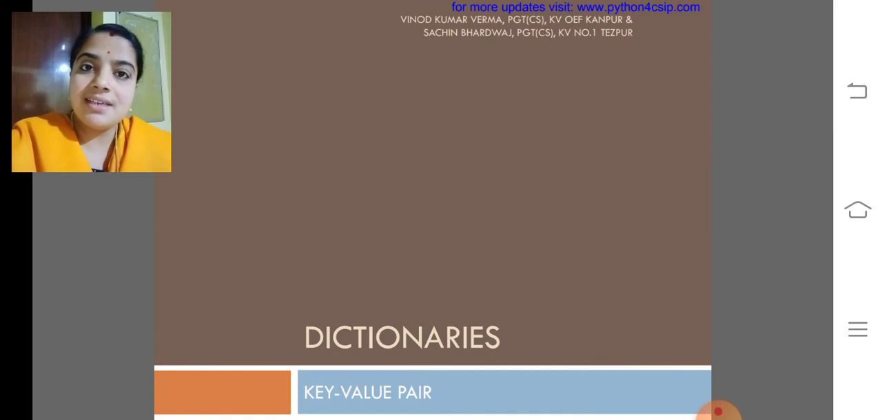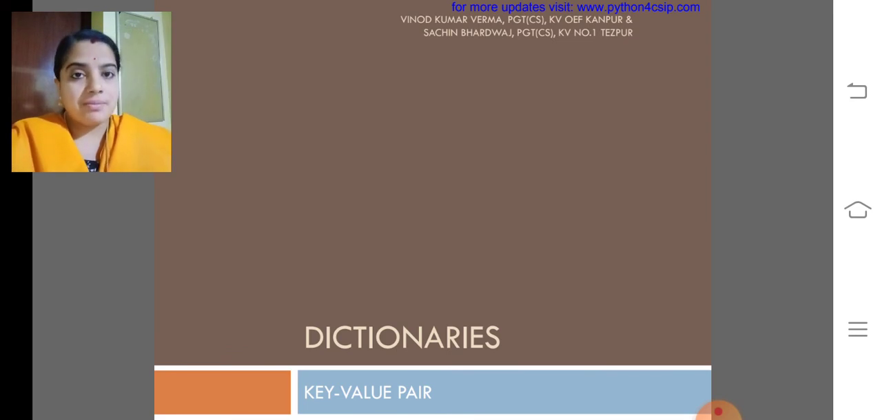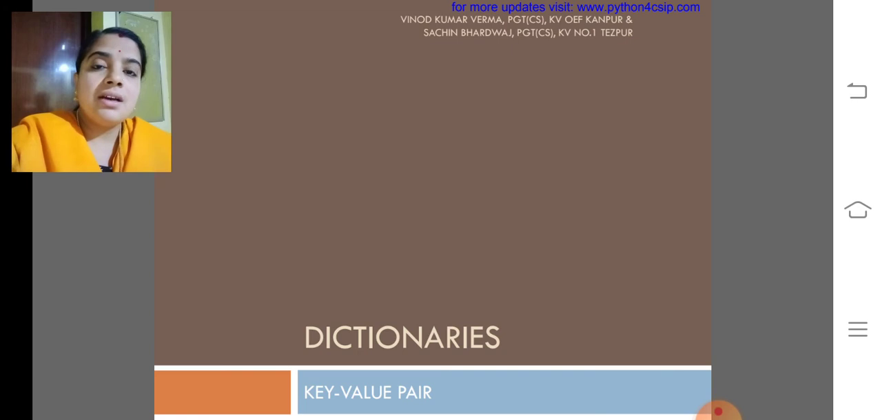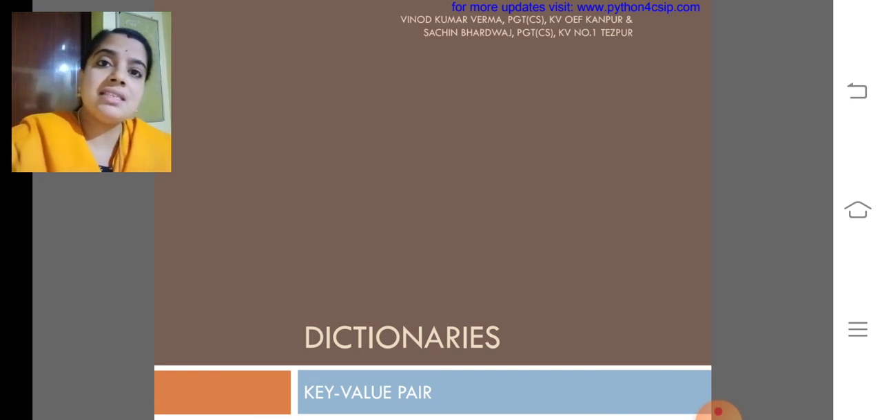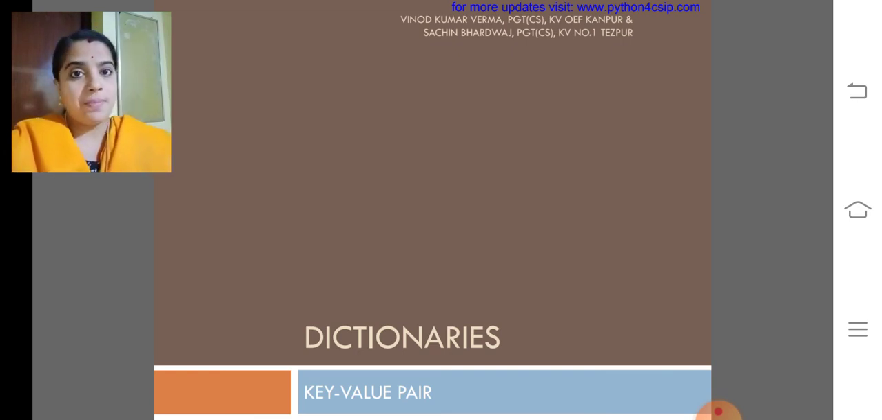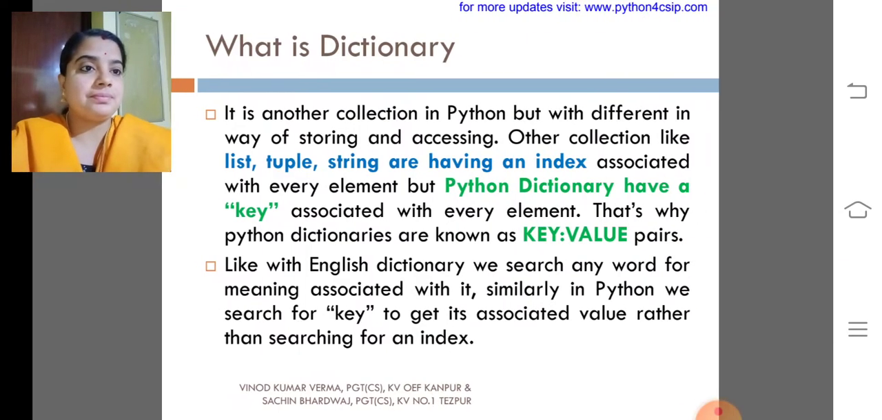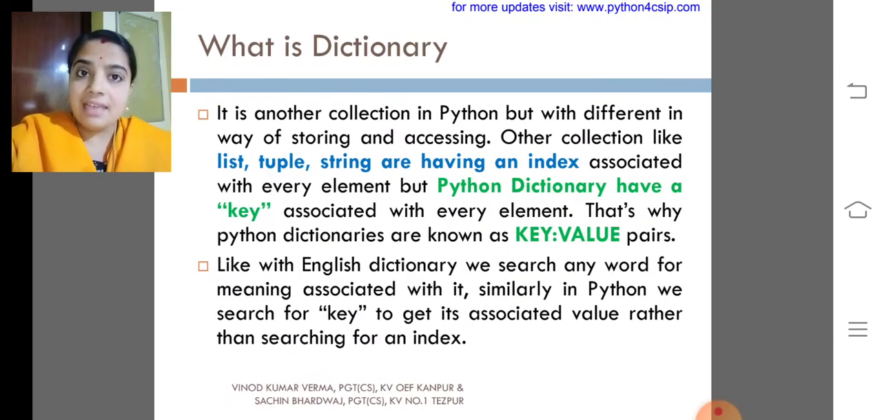Today we are going to discuss the new chapter, Dictionary. So far we discussed list, tuple and string. There are many similarities between list, string and tuple, but a dictionary has a different structure. Let us discuss what we mean by a dictionary. It is another collection of a sequence, but in a different structure.